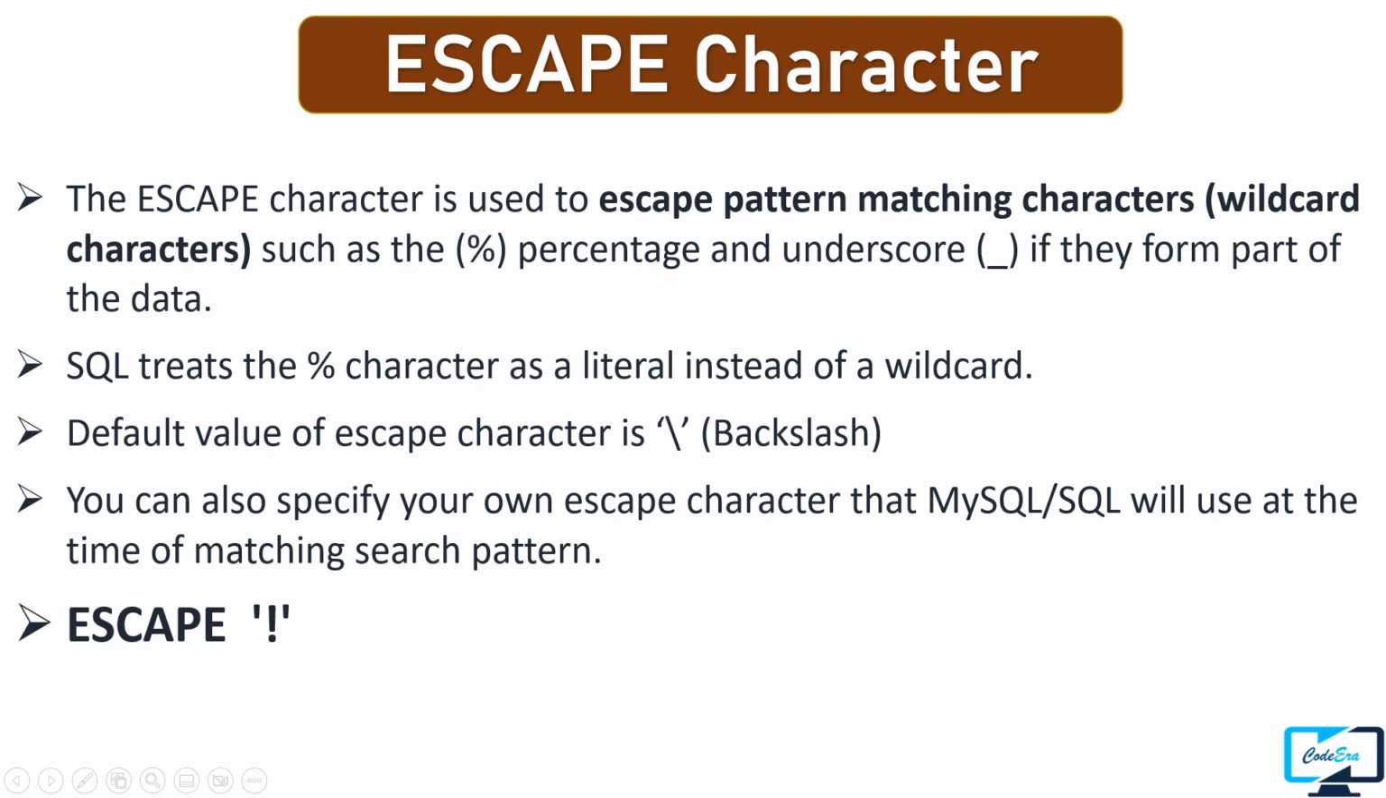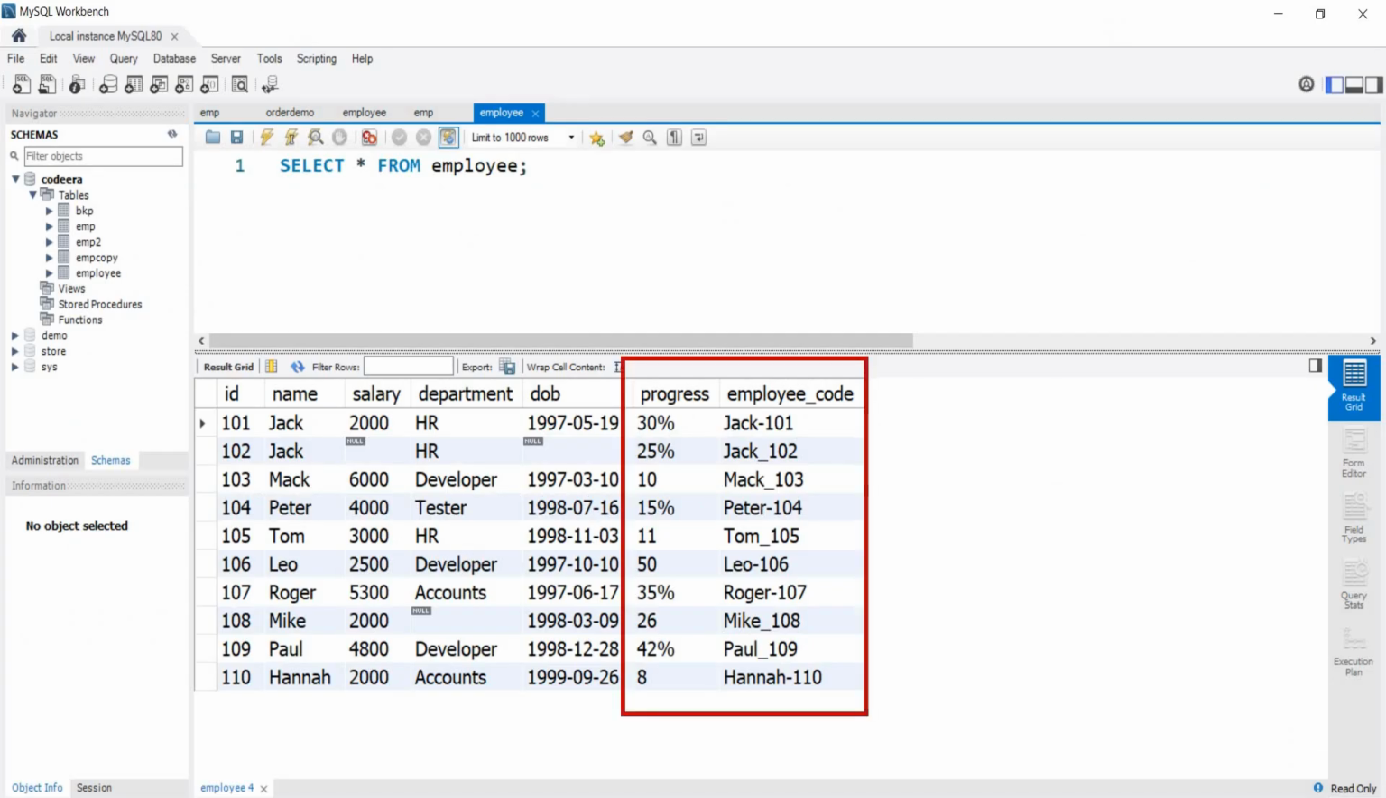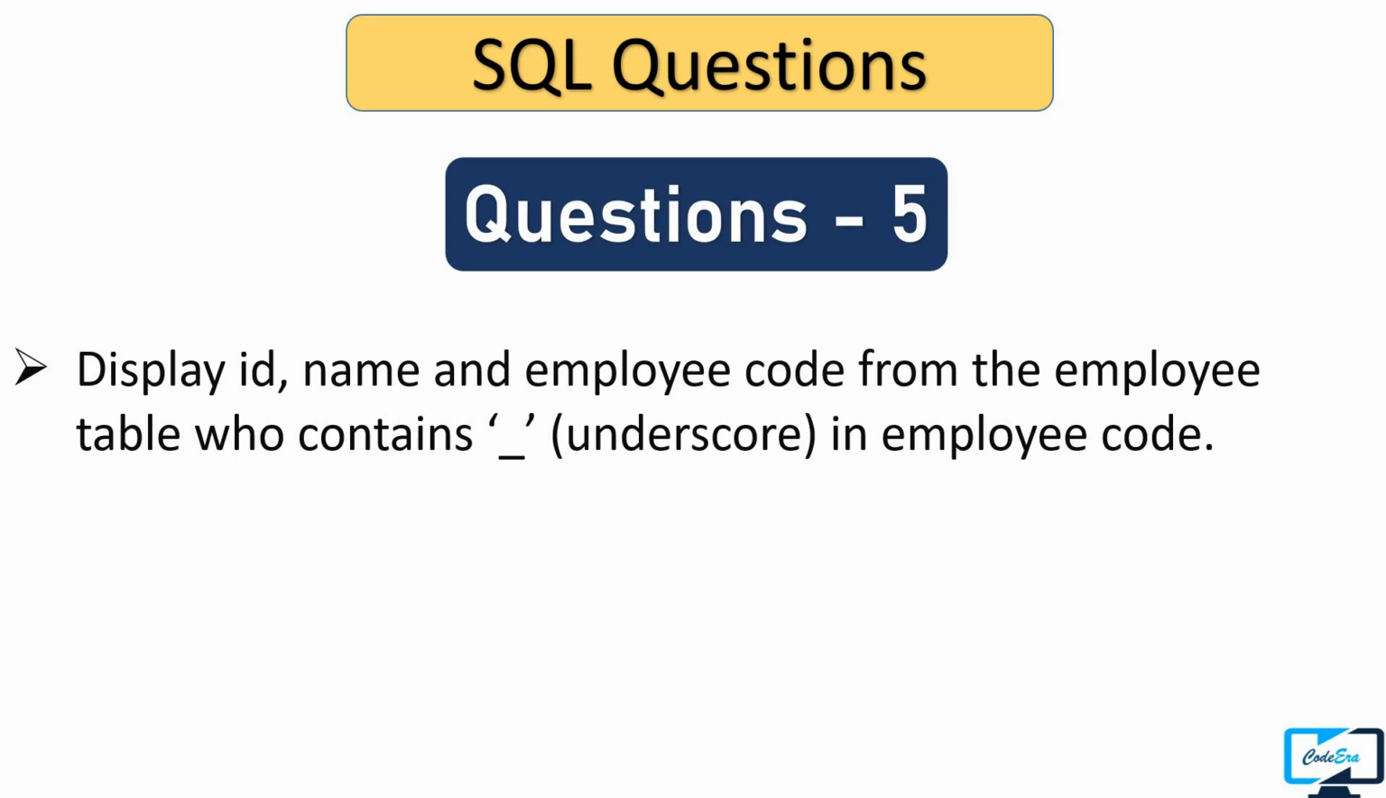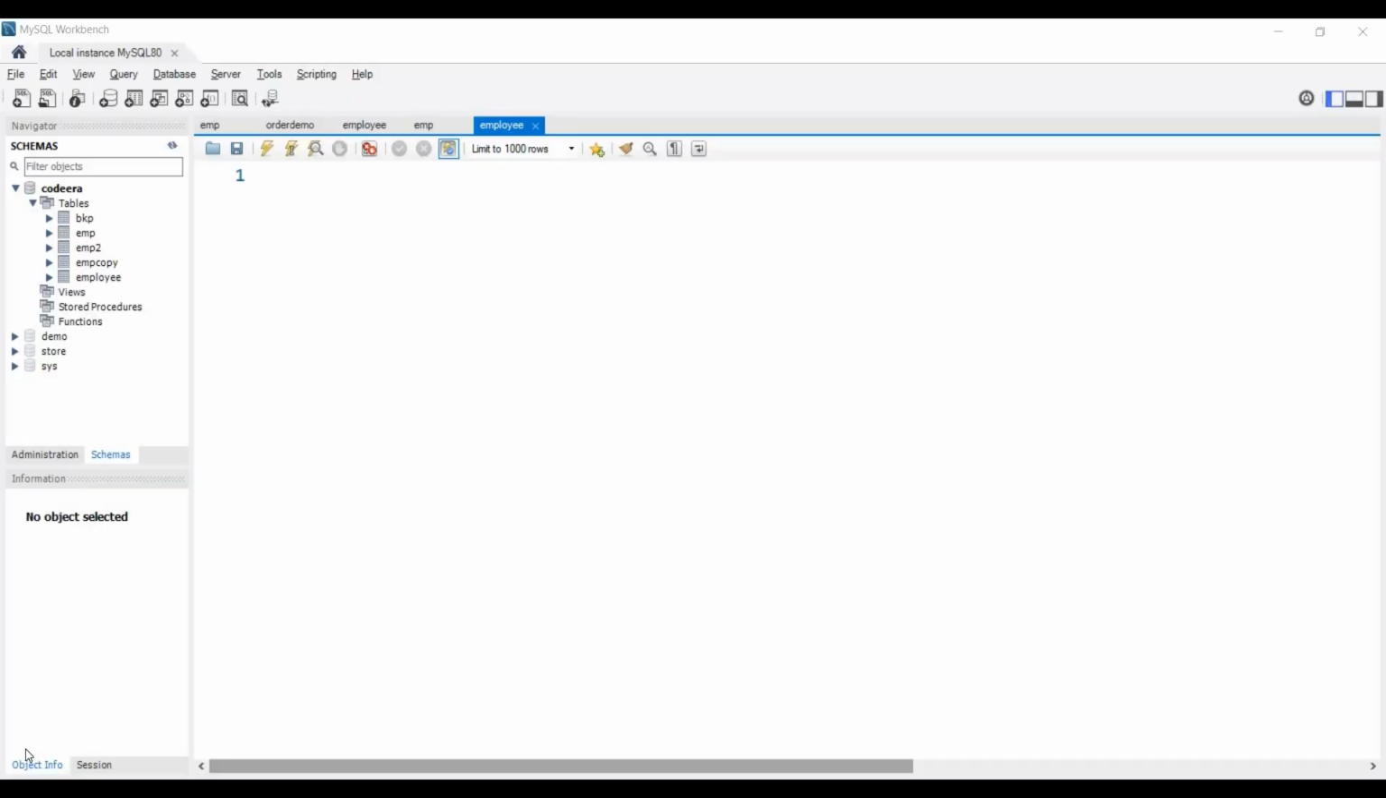So to practice some questions, I have added two more columns in our employee table, which is progress and employee code. So our question is: display ID, name and employee code from the employee table who contains underscore in employee code. So guys, to solve this query, we will write select ID, name, employee code from employee. So after the table name we will write where employee code like, and then we will write our search pattern. So we will write %_%.